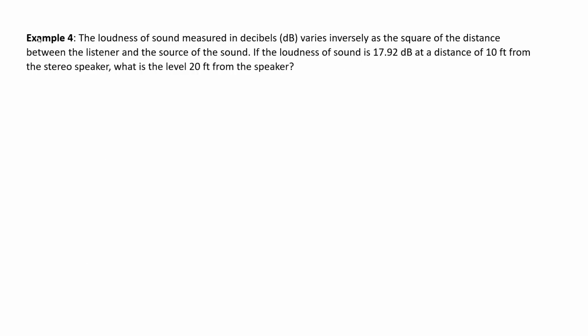So the loudness of a sound measured in decibels varies inversely as the square of the distance between the listener and the source of the sound. If the loudness of sound is 17.92 decibels at a distance of 10 feet from the stereo speaker, what is the level 20 feet from the speaker?